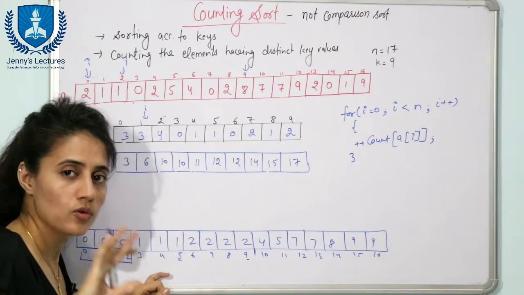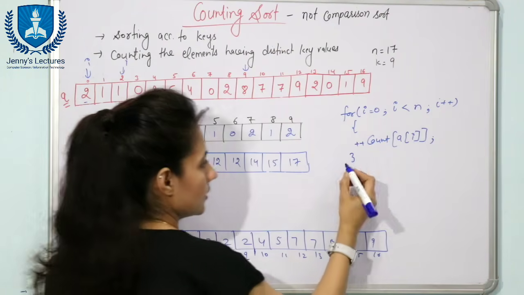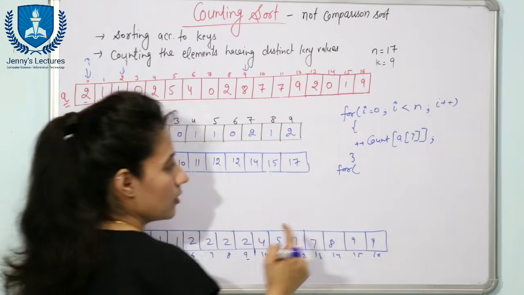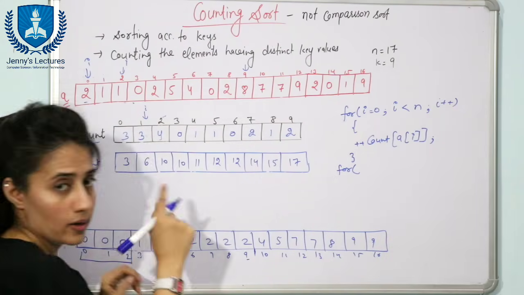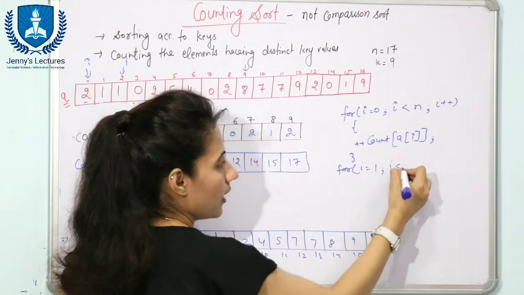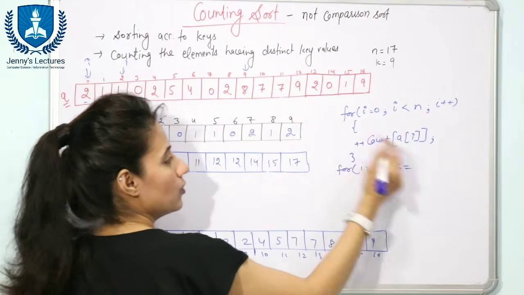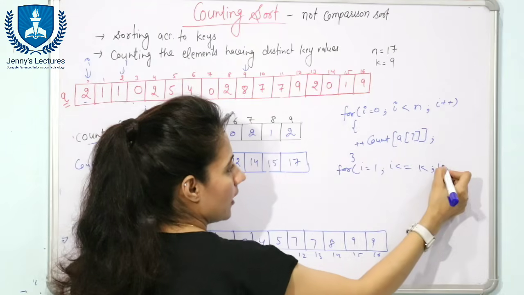Now I am going to write down the code, fine. See how to update this count array. One for loop would be there. We are going to start the for loop from 1. So i is equal to 1, i less than or equal to the k value, k is 9, so i less than or equal to 9 and i plus plus.